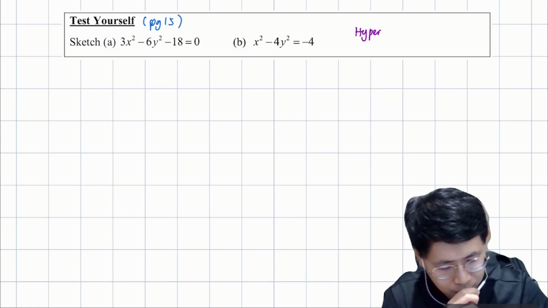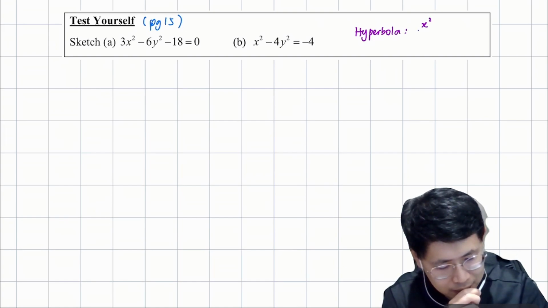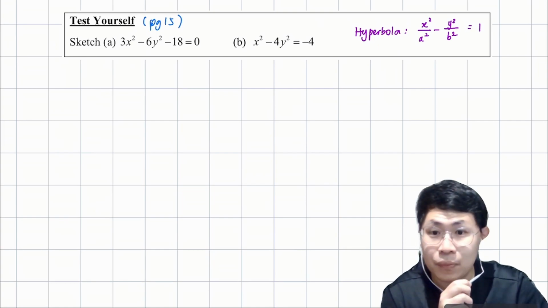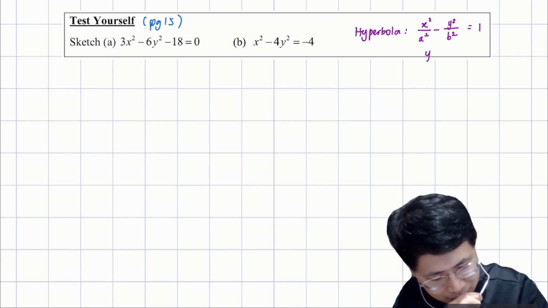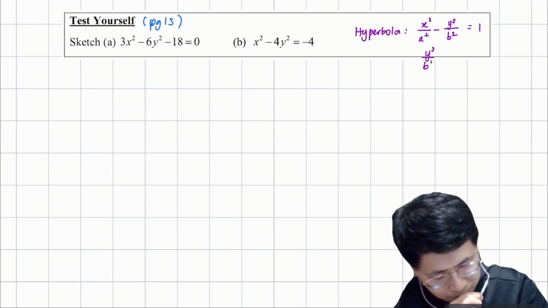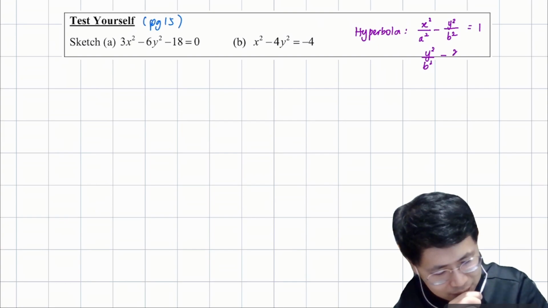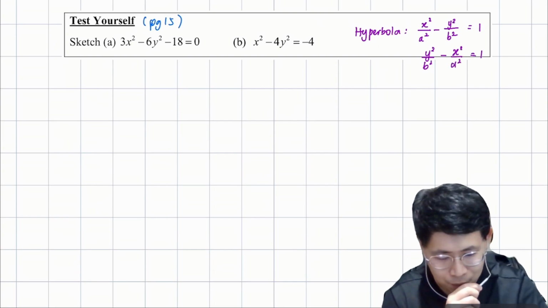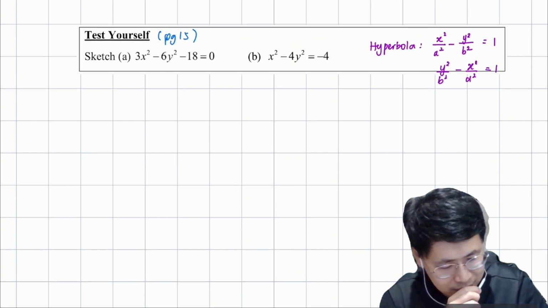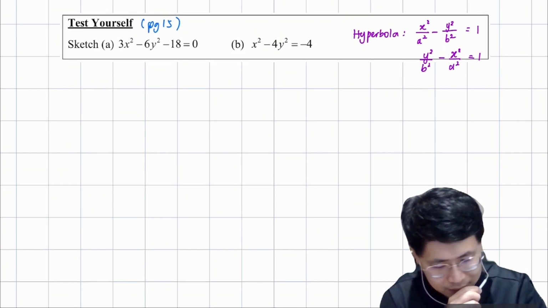So let's write out the general form of the hyperbola. The hyperbola is like the ellipse: x squared over a squared minus y squared over b squared equals 1. Over here the 1 is also very important. In the same way, I may also have y squared over b squared minus x squared over a squared equals 1. So I may have this also. I just need to be very sensitive about these two cases.